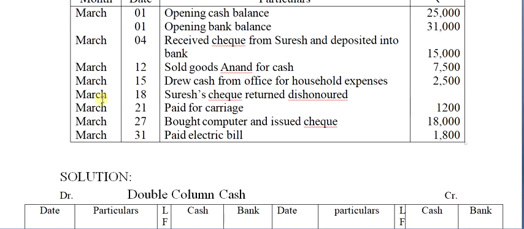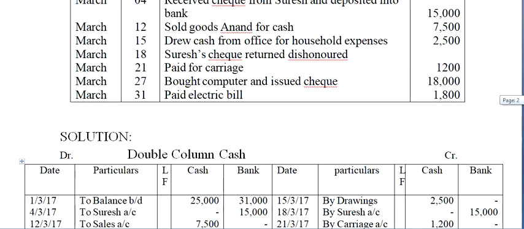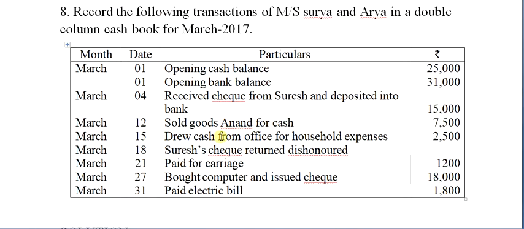Next point given here: March 18, Suresh check returned dishonored. Dishonored means the check we received for 15,000 has no amount in Suresh's bank account, so automatically our check has been dishonored, cancelled. It reduces our bank balance, so it should be taken under the credit side. On 18/3/2017, by Suresh account, this is dishonored. In the bank balance, how much does it reduce? 15,000, and this is the new adjustment, my dear friends.